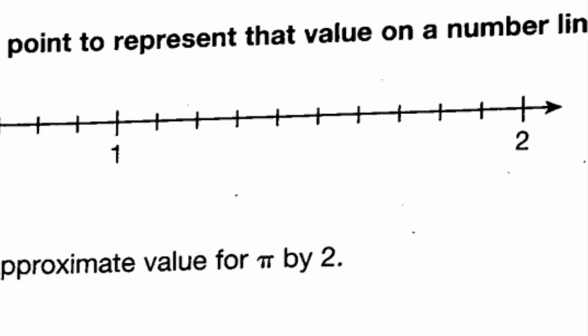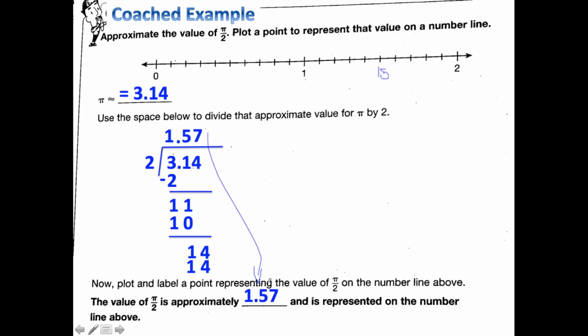Okay? Now I am ready to graph this. If this is 1 and this is 2, the increments are tenths. This is 1.57. 1.5, right? 1.5 over here. 1.1, 1.2, 1.3, 1.4, 1.5. Where is 1.57? It should be somewhere between 1.5 and 1.6. There you go.